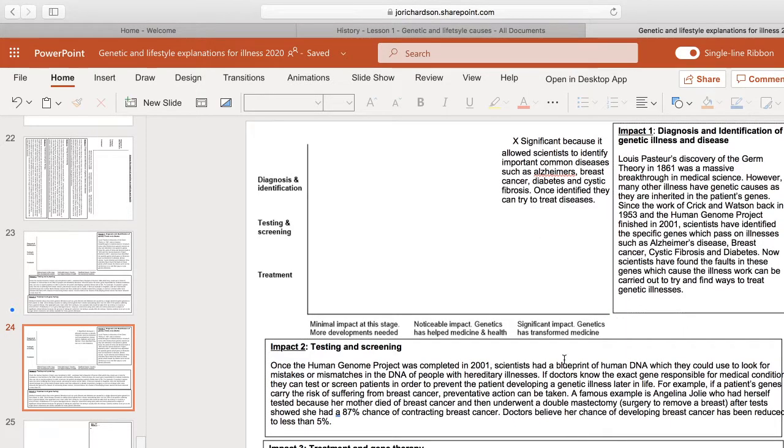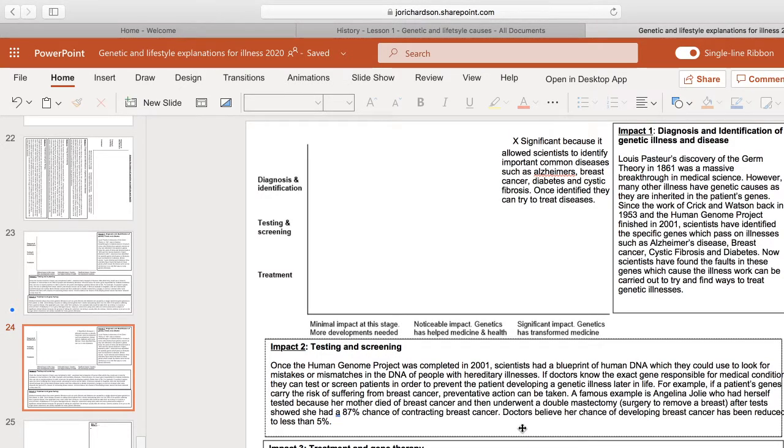You have to do the same thing with the other 2. So the fact that people can now test and screen diseases. Governments are able to create screening programs where people get screened for very common diseases for particular age groups. For example, women over the age of 25 typically invited every few years to check if they may have cervical cancer. So that's a screening program done by the government. Why is that important? Do you think that would have a minimal impact, noticeable impact, or significant impact?